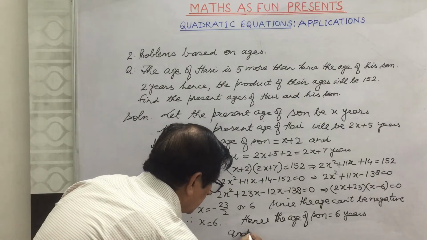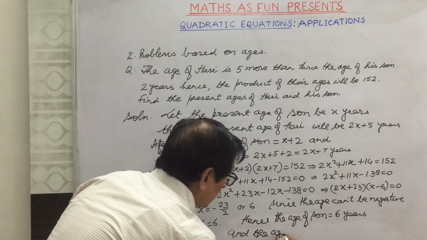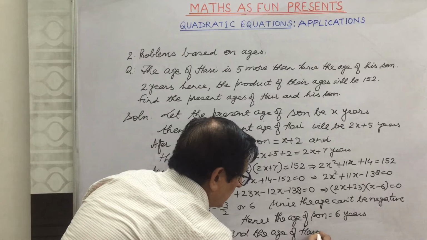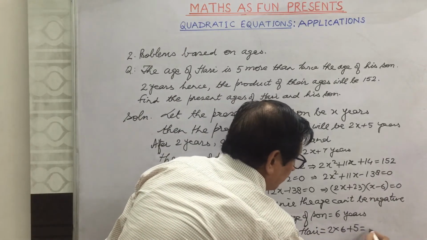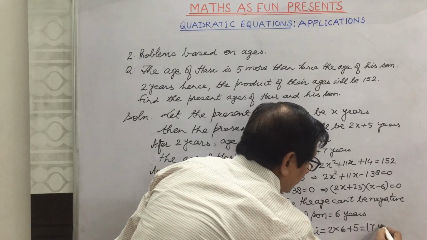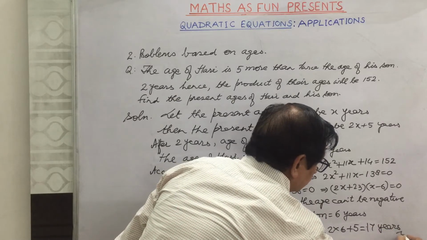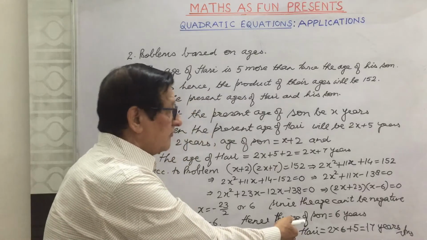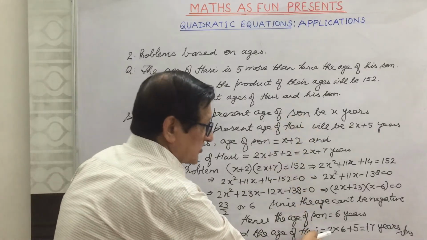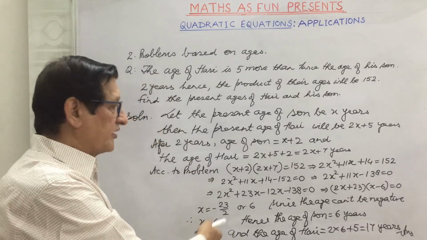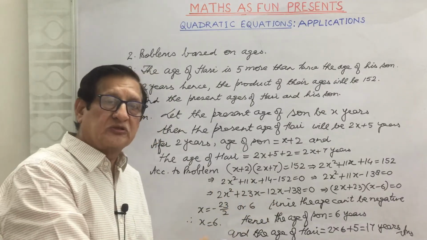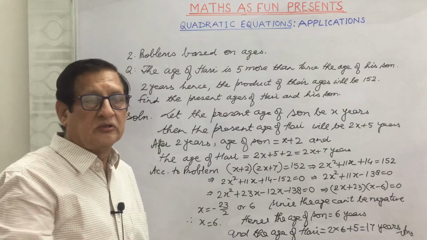and the age of Hari is equal to 2 into 6 plus 5, that is 12 plus 5, 17 years. Why? Because this is 2x plus 5, so 2 into 6 plus 5 is 17. Like this we can find out the ages of the persons which are given in the question.